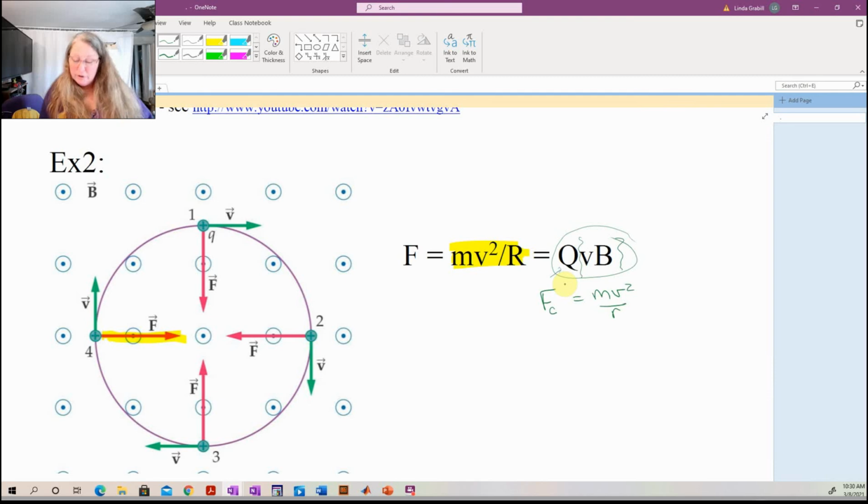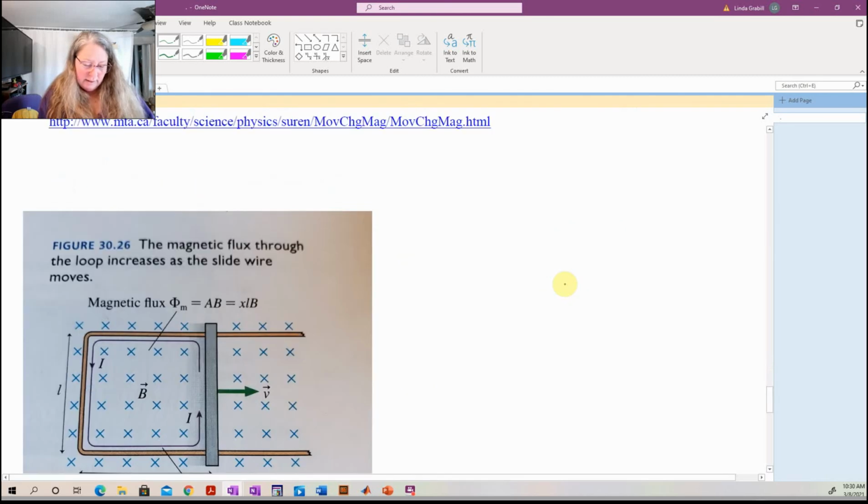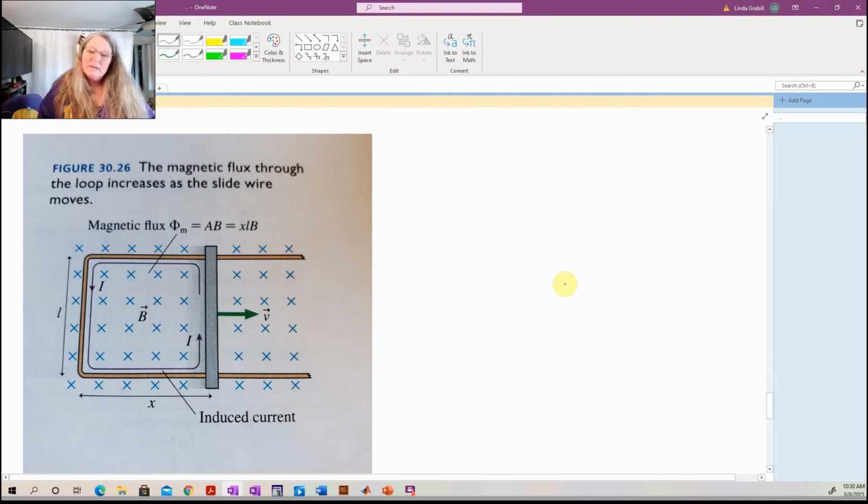Moving charge in an electric field. I am going to, I'll do this. No, actually, I'm going to stop here. And I'm going to come back to the change in flux and then the direction of the induced field on the next video.